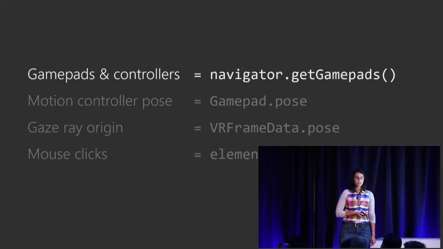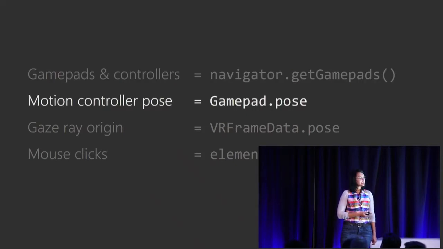And one thing to note, controllers won't necessarily appear in this array until either the user has pressed a button or has actually entered VR. This is a security consideration to make sure that users are taken care of safely. As a result, when you exit VR, the same controllers may either disappear or stop updating their pose data.